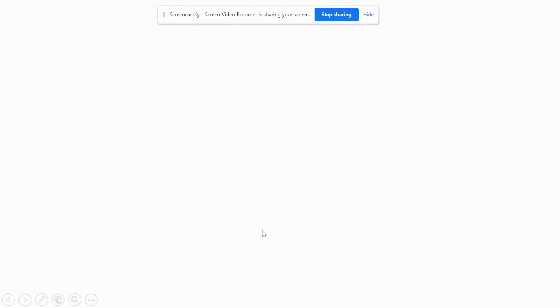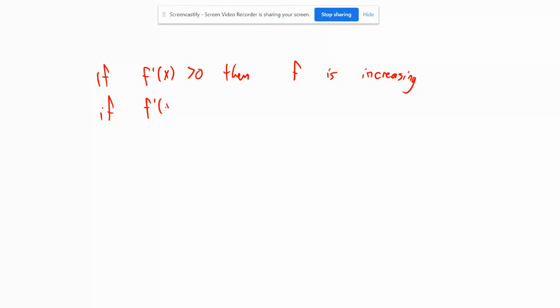All right, guys, hope that makes sense. Okay, let's summarize this. If f prime of x is greater than 0, then f is increasing. If f prime of x is less than 0, then f is decreasing.